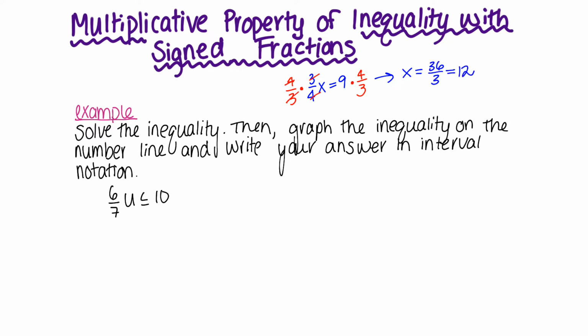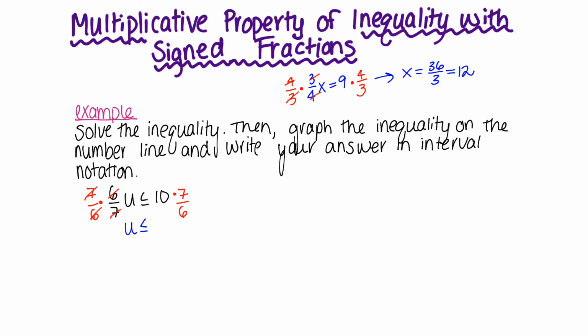We can use that same idea to solve inequalities. So let's go ahead and look at 6/7 u is less than or equal to 10. We want to get the u by itself. So if we multiply both sides of this inequality by the reciprocal of 6/7, which is 7/6, these 6's cancel, these 7's cancel, which will give us our u by ourselves. We multiplied by a positive number, which means the inequality's direction will not change.